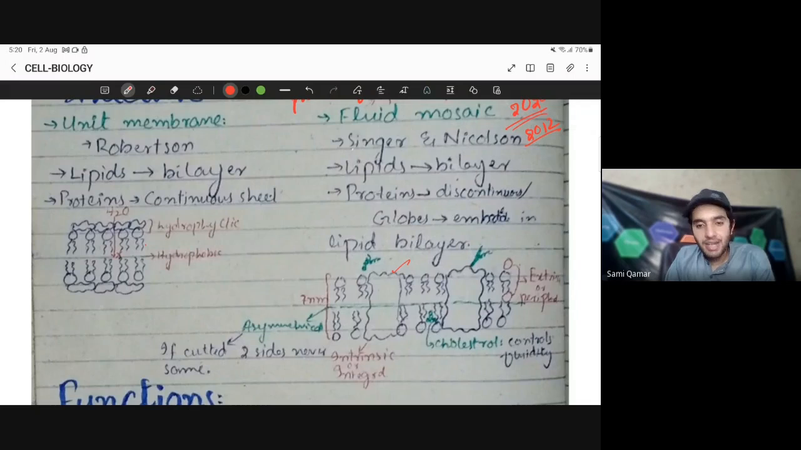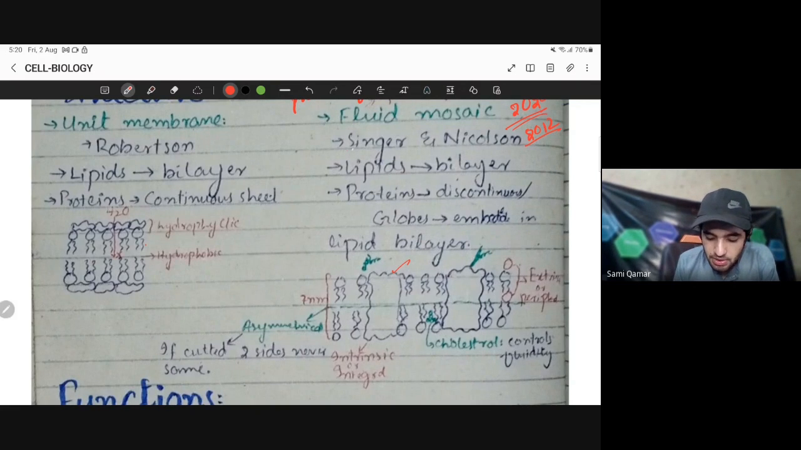So just understand its importance. It has been given 2 times, and it has been asked very many times: the composition of the fluid mosaic model. There were statements written: proteins are in the form of sheets, lipids are in the form of sheets. What is the function of intrinsic protein? What is the function of extrinsic protein? So you have to know about these things.